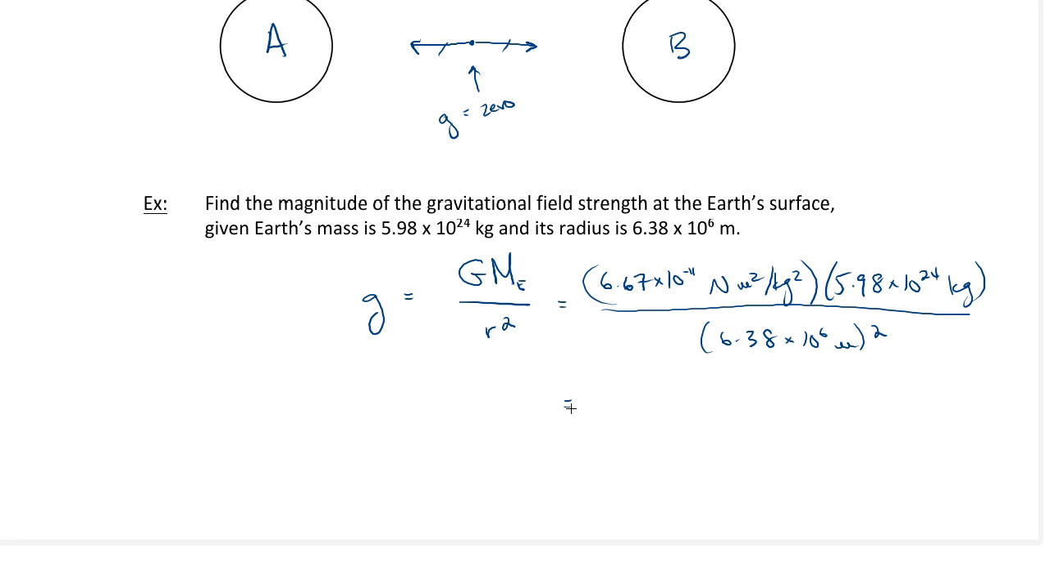And when we put that into our calculator, we shouldn't be surprised that we get 9.80 newtons per kilogram. And again, those units are equivalent to meters per second squared. So that's an introduction to Newton's law of gravitation, gravitational fields, and gravitational field strength.